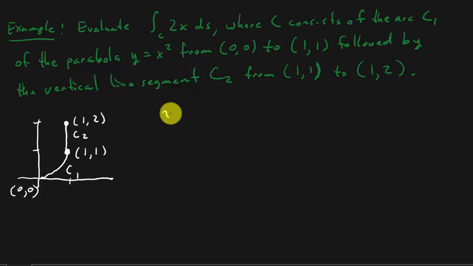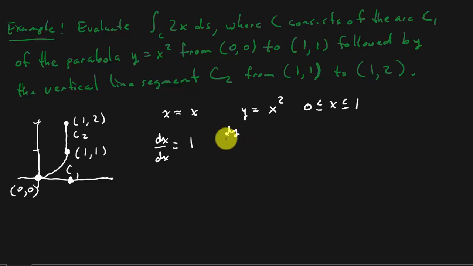So how about we just say x is equal to x, and then we have y is equal to x squared. And we can see that x is between 0 and 1. Say we're going from this one to this. So we're going from 0 to 1 on the x-axis. And so if we take the derivative with respect to x, the derivative of x with respect to x is 1, and the derivative of y with respect to x is 2x.